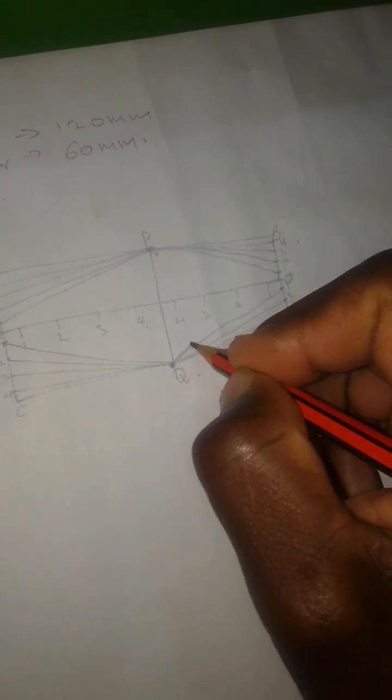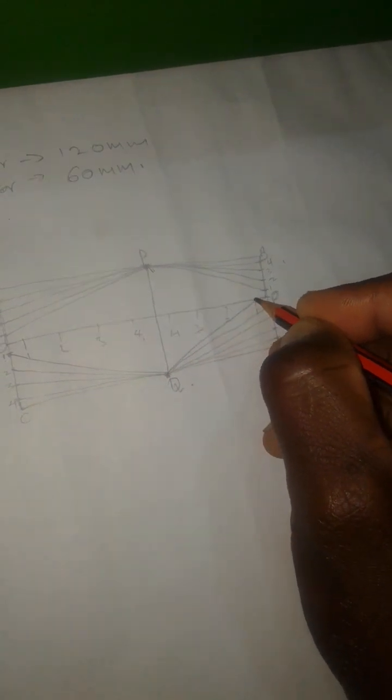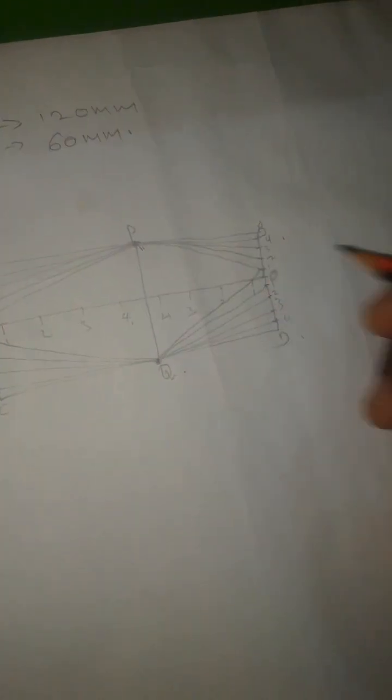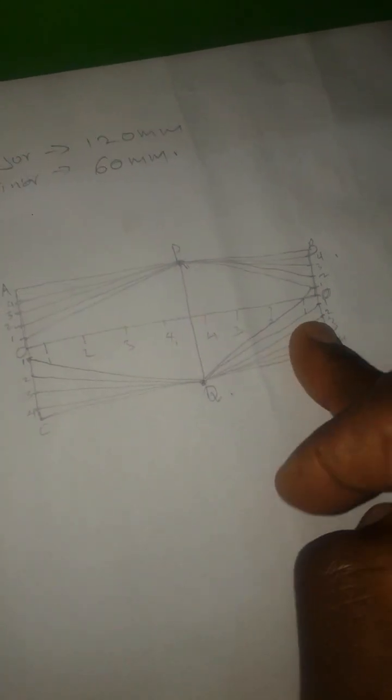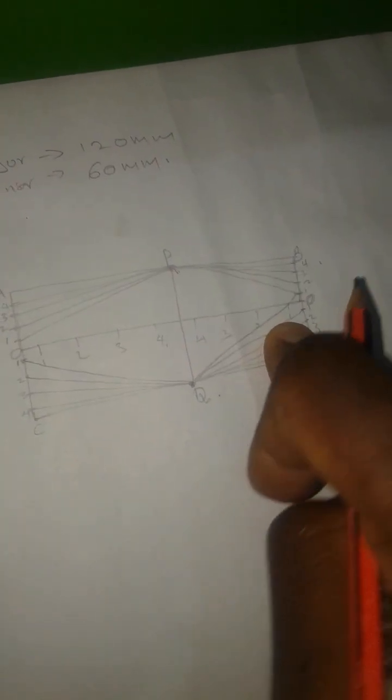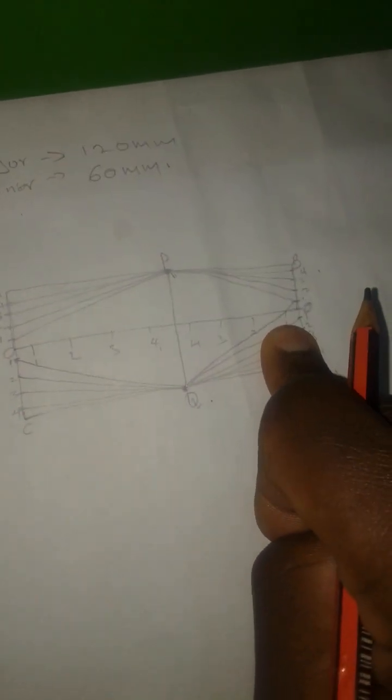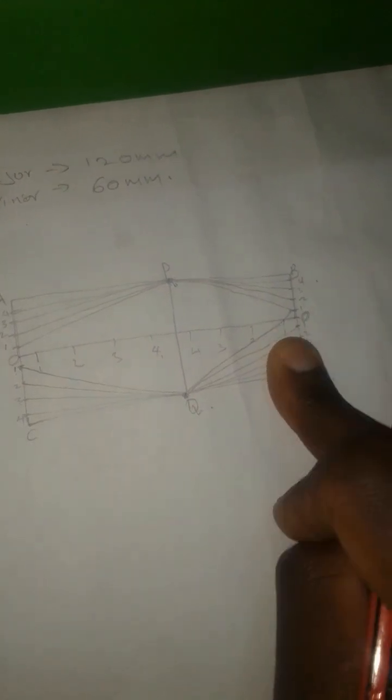We draw a line passing through point 1 to meet line 1, like that. And this line must be straight. You must draw this line using a ruler. Please, you must know that. And also we stand here at point Q.